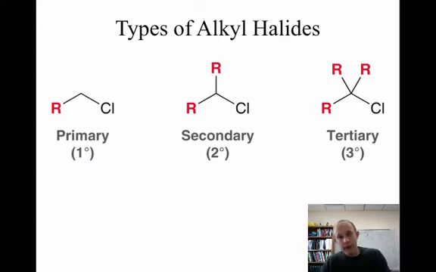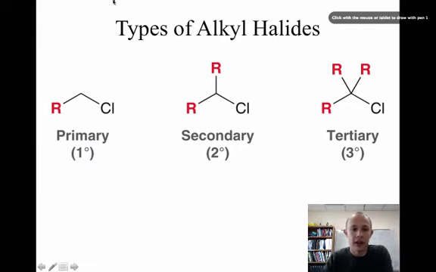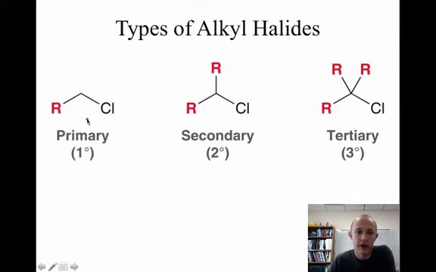Okay, so before we talk about reactions, we need to talk about the structure of alkyl halides. There's three types of alkyl halides you can have. Primary, which means that the carbon that's bonded to the leaving group, or to the halide, is bonded to one carbon, two carbons, or three carbons. These are called primary, secondary, and tertiary, much like carbocations that we introduced previously.